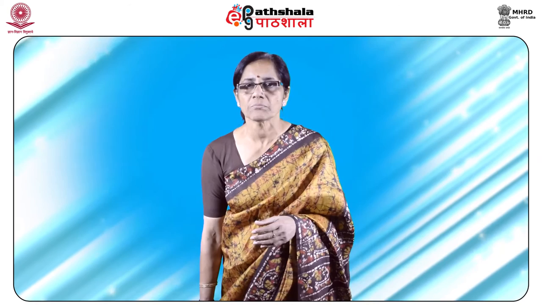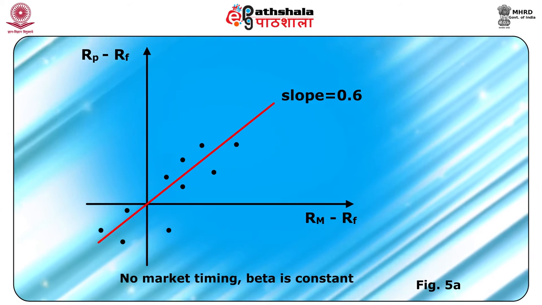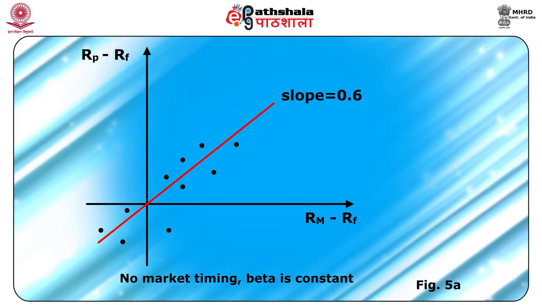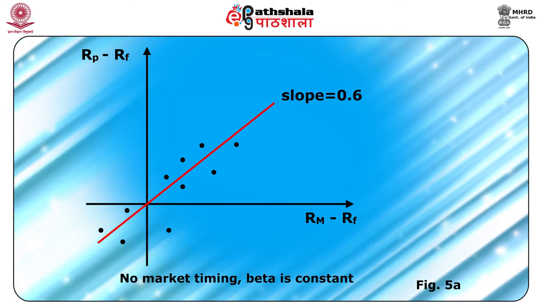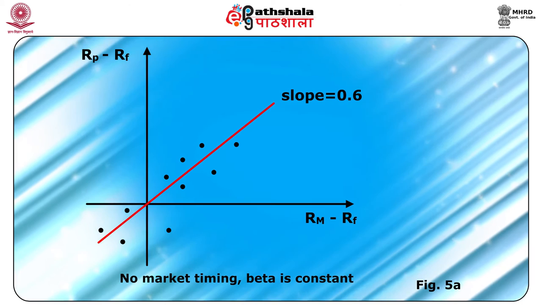This we can explain with the help of an example. This is our 5th example. Now suppose that an investor holds only the market index portfolio and T-bills. If the weight of the market were constant, say 0.6, then portfolio beta would also be constant and the security characteristic line would plot as a straight line with slope 0.6, as in figure 5A shown below.